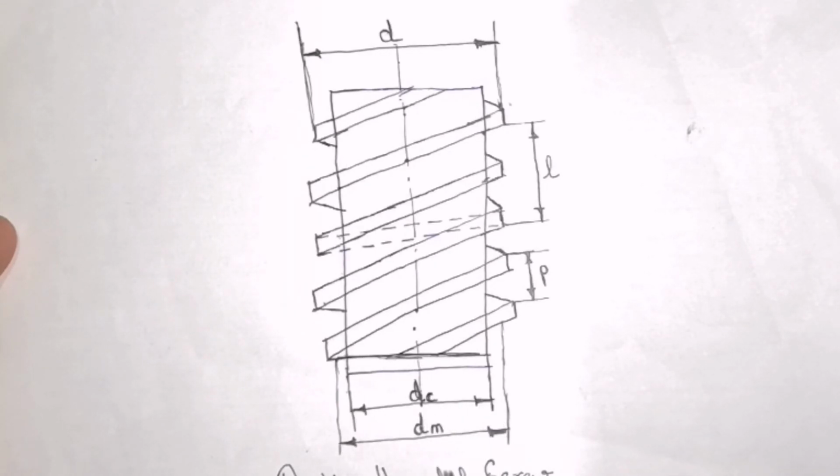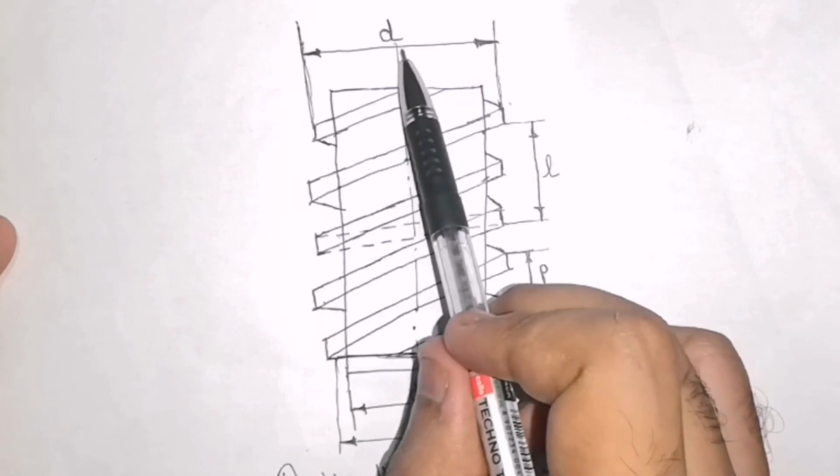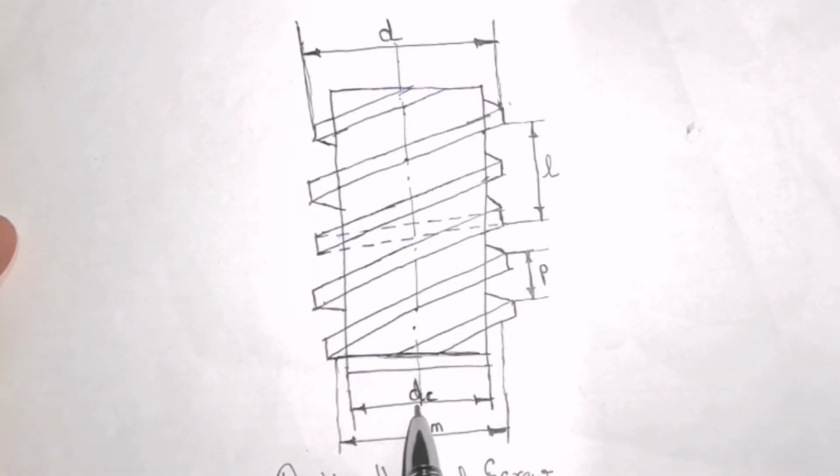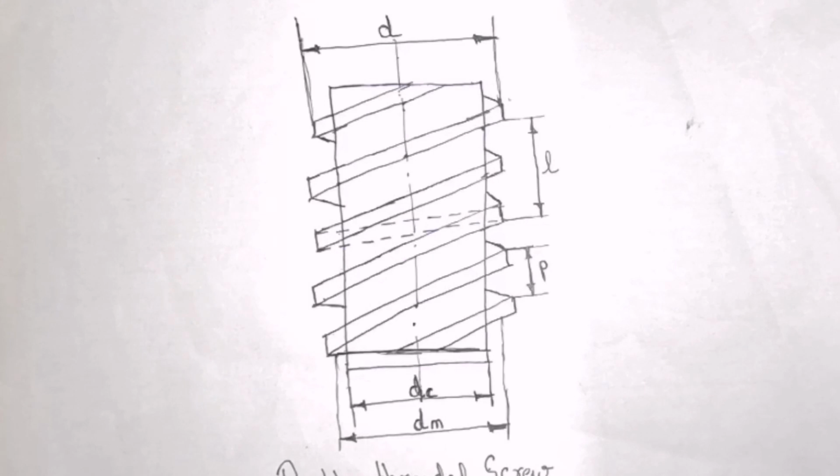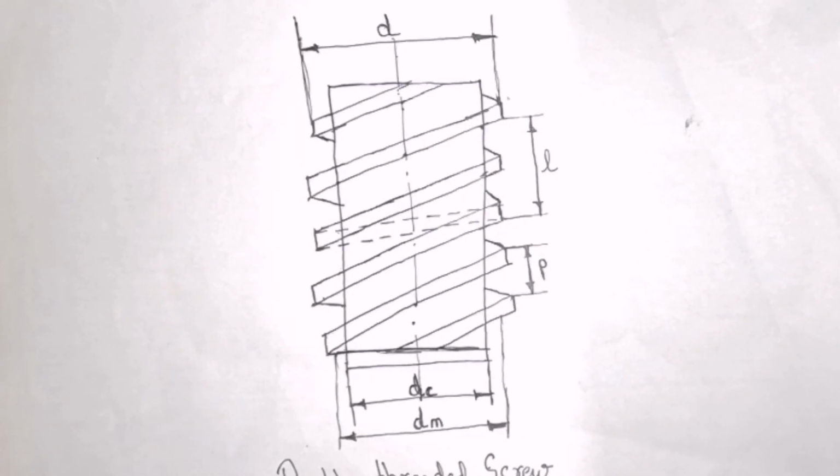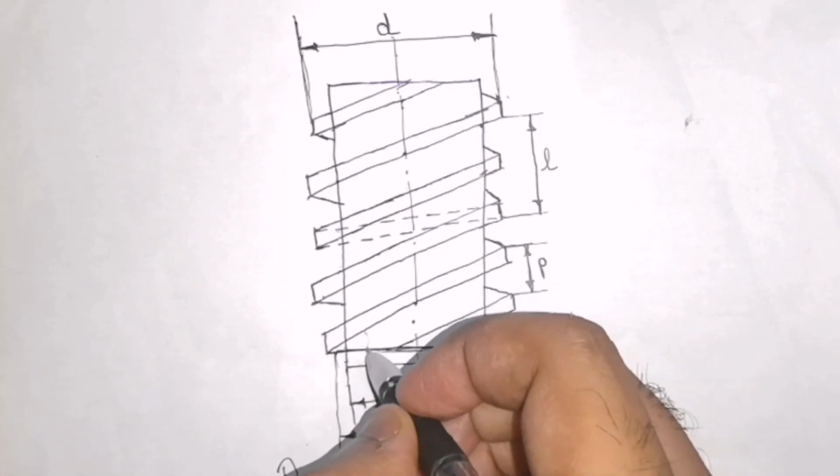The next terminology is dm, that is the mean diameter. It is just an average of the nominal diameter d and the core diameter dc. Hence we can write dm is equal to (d plus dc) divided by 2. The next terminology is the helix angle or the lead angle, denoted by the letter alpha.